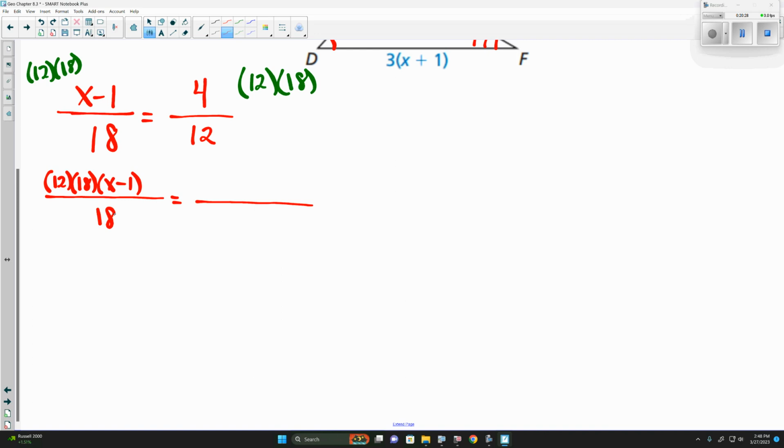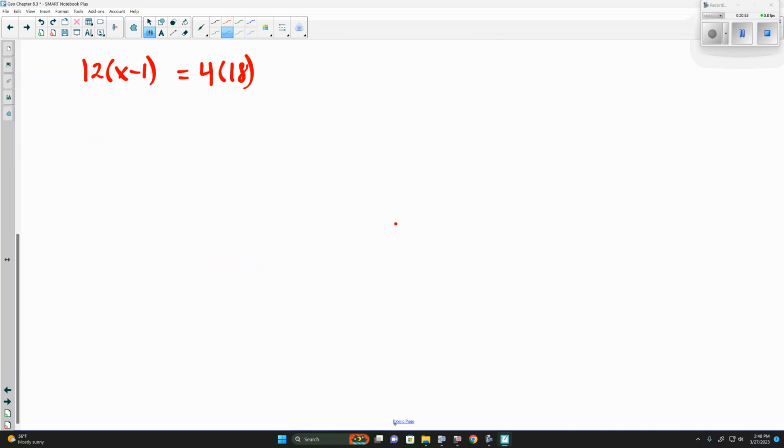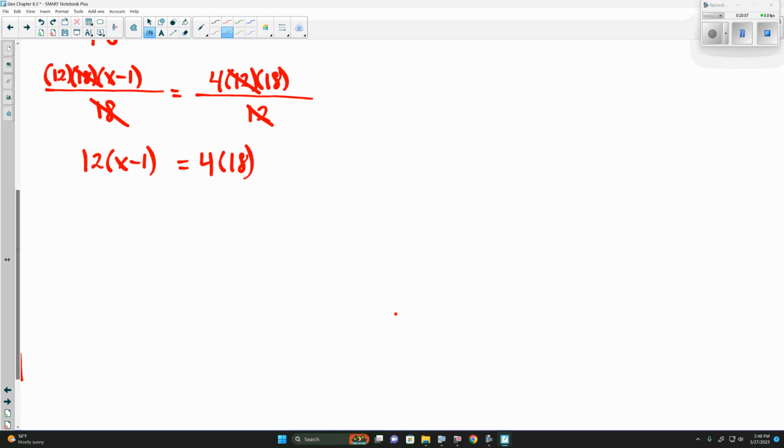Anything divided by itself is 1. So that leaves us with 12 times x minus 1. Over here we have 4 times 12 times 18 divided by 12. Well, the 12 and 12 will cancel, leaving us with 4 times 18. Questions on how we got to this point here?